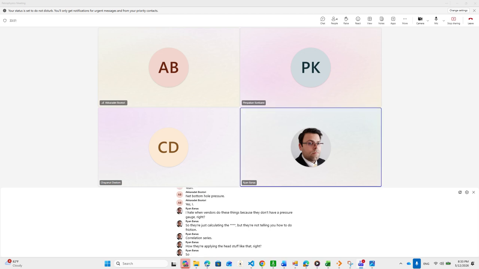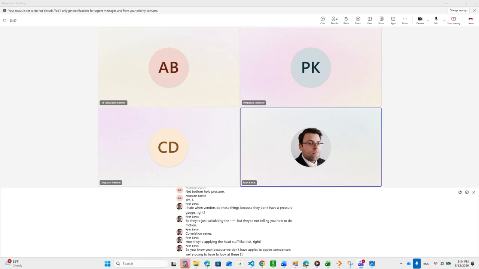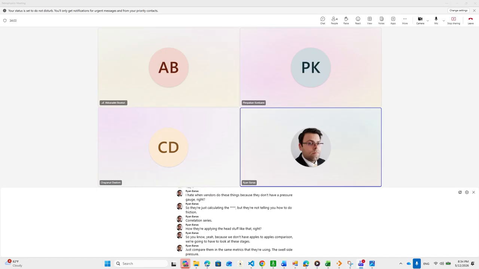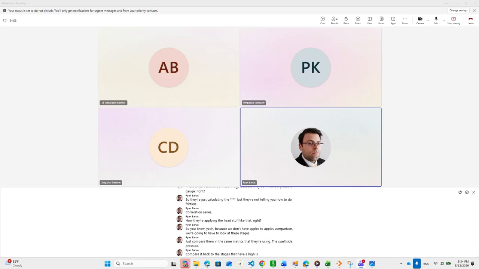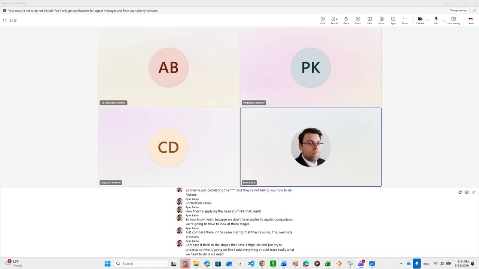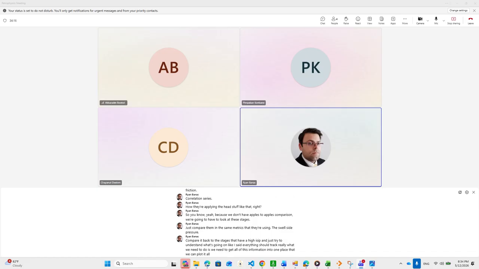Because we don't have an apples to apples comparison, we're going to have to look at these stages, compare them in the same metrics that they're using, the swell side pressure, compare it back to the stages that have a high ISIP, and just try to understand what's going on. Like I said, everything should track. Really what we need to do is get all of this information into one place so that we can plot it all.